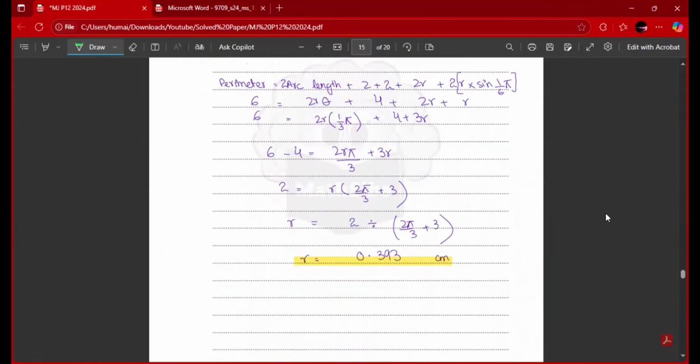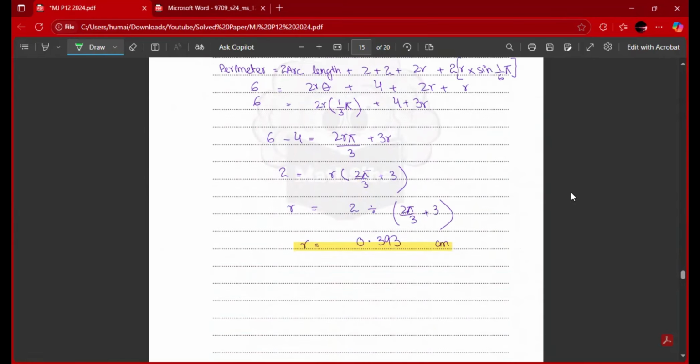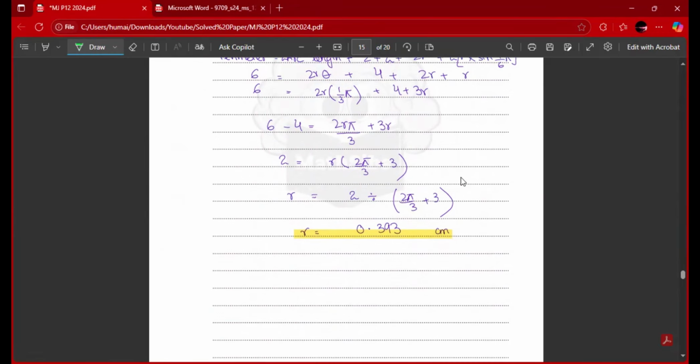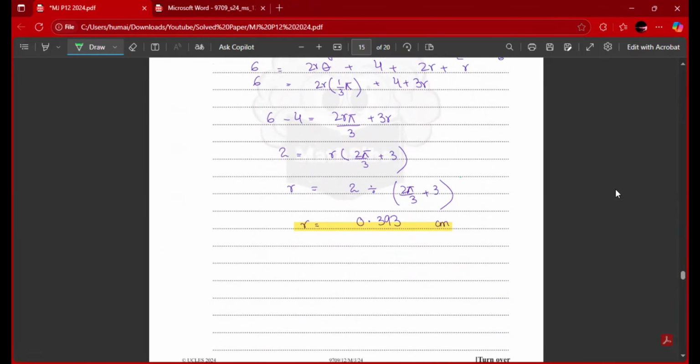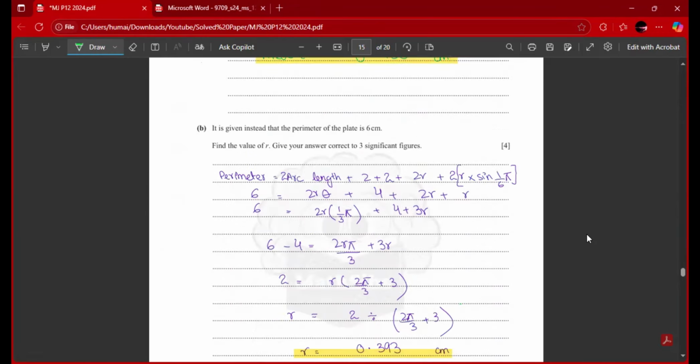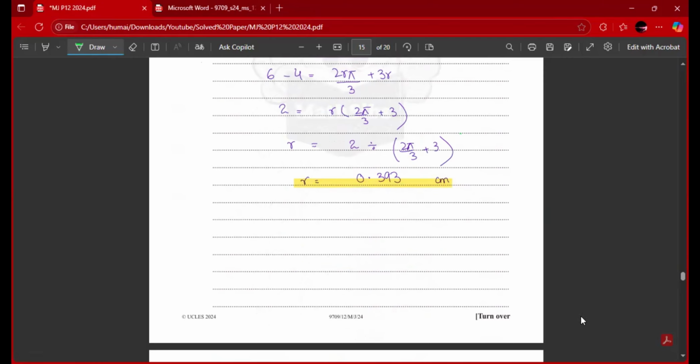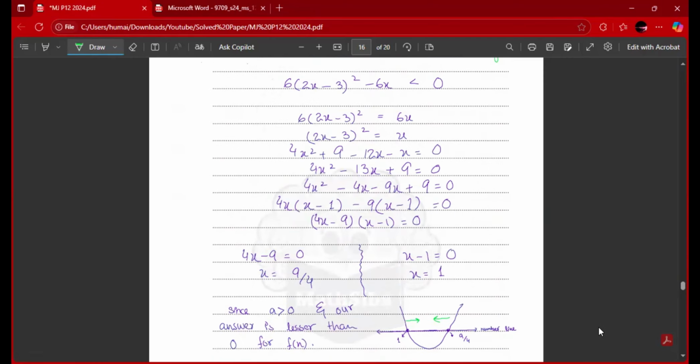Okay? So the arc length, we have a formula, r theta. We have two arc lengths, one on one side, another on the other side. 2 plus 2, 4. Simplify it. Quite simple. Make it as small as you can, and we're left with this. Then we can easily divide it because it's in 3 significant figures. We get this as the final answer. That's it. Next question. Question number 9.